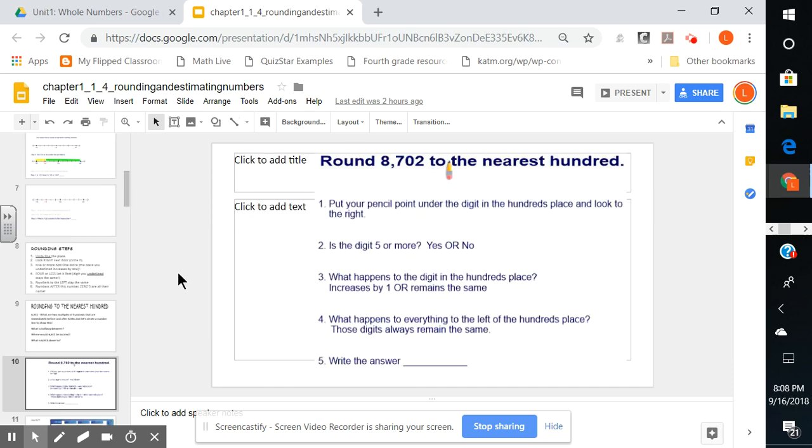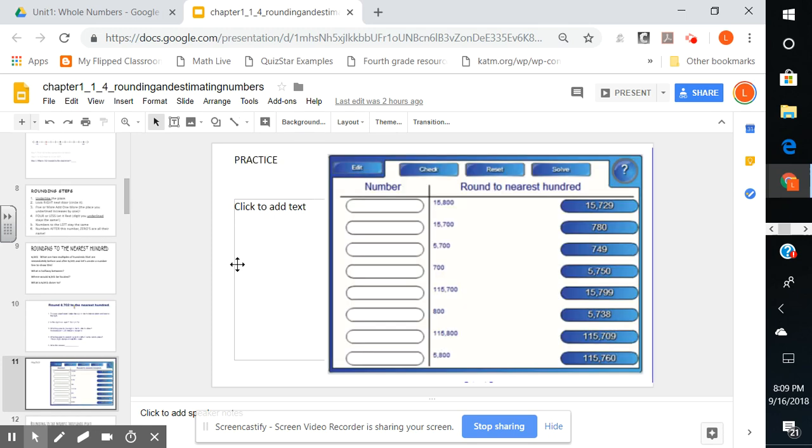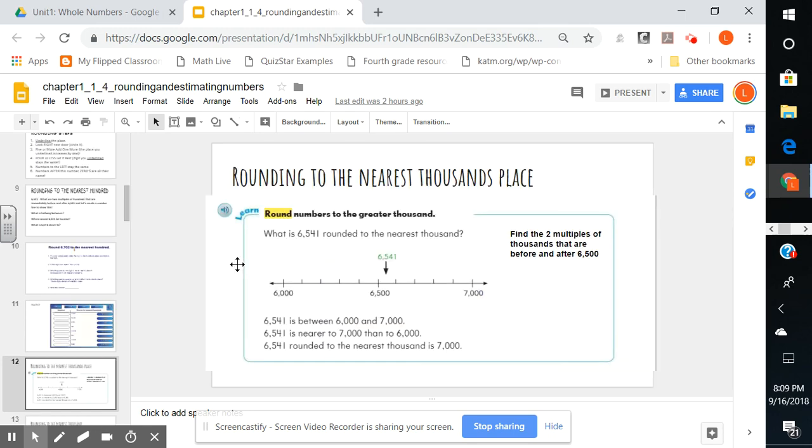When we round 8,702 to the nearest hundred, once again, put your pencil point underneath the hundreds place. Look to its right. Is it 5 or more? No, it's 4 or less. So if it's 4 or less, we keep 7 the same and it becomes 8,700.